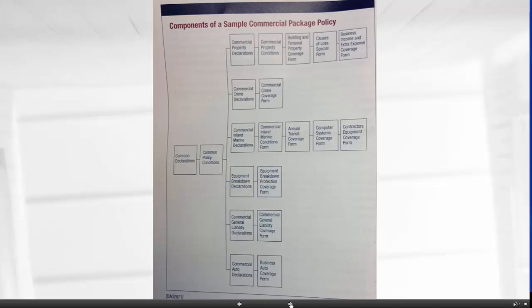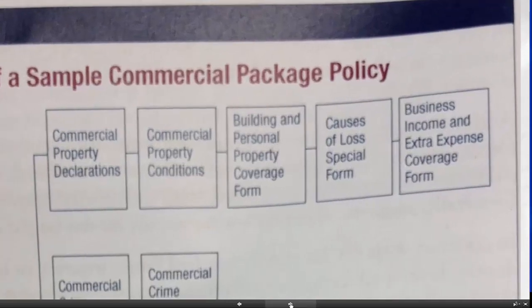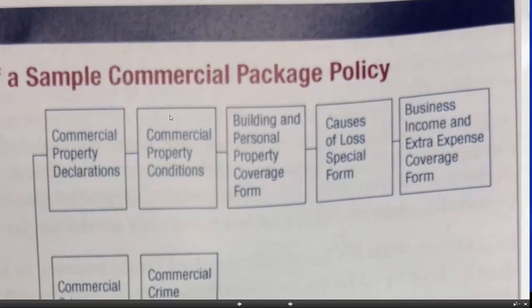Remember this page, the components of a sample commercial package policy. Up until now, we've mostly focused on this top area. We've talked about the building and personal property coverage form, commercial property conditions, and of course the causes of loss forms. Today we're going to focus on the business income and extra expense coverage form.